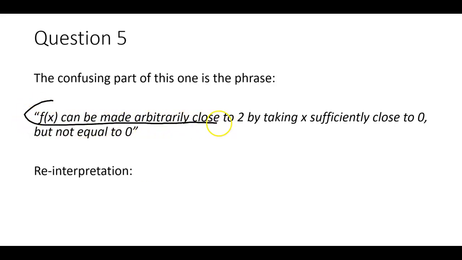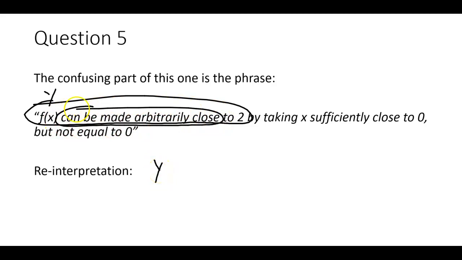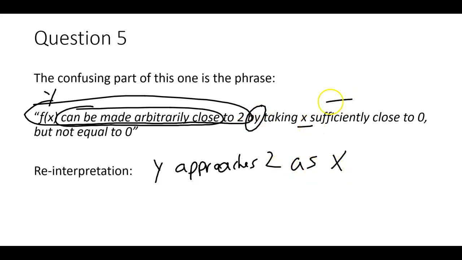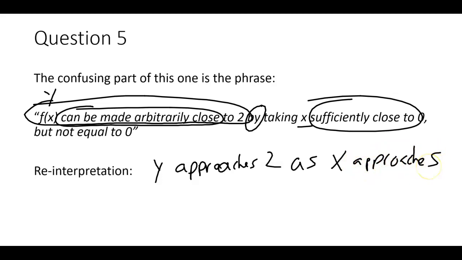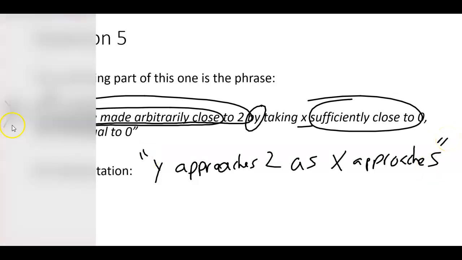F of x can be made arbitrarily close to 2. That means that f of x, you could think of that as y. Y can be made arbitrarily close to, that means approaches 2, by, or we could say as, x is sufficiently close to 0, or in other words, approaches 0. Now, we've seen that kind of language in our lesson over the weekend. So look at your notes and find that kind of language, because that language exists. That means something. So this is how they're saying it on the AP exam.